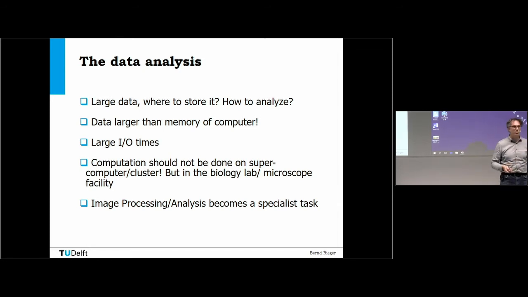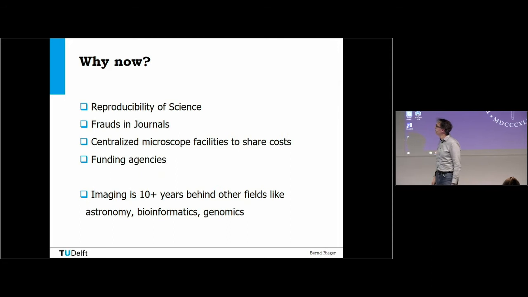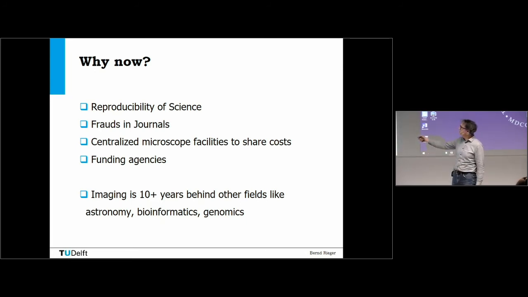So now, coming back to why now? Maybe not from a science perspective, but from other perspectives. Who else is pushing for FAIR data? That's the reproducibility of science. The question is, can you reproduce an experiment in general, or with microscopy in particular? But there have also been frauds in journals. And why was that? Maybe because they could not access the data.